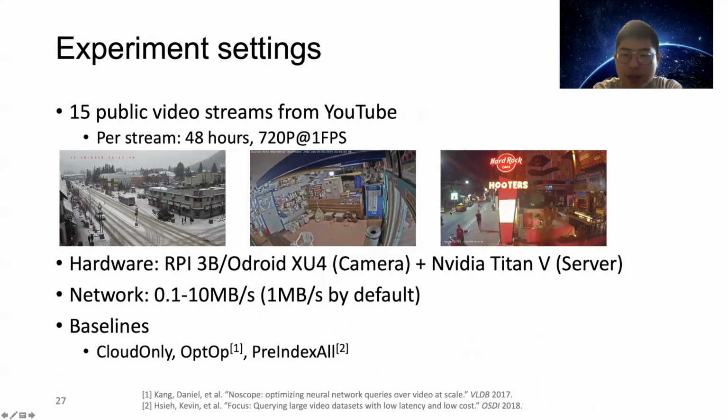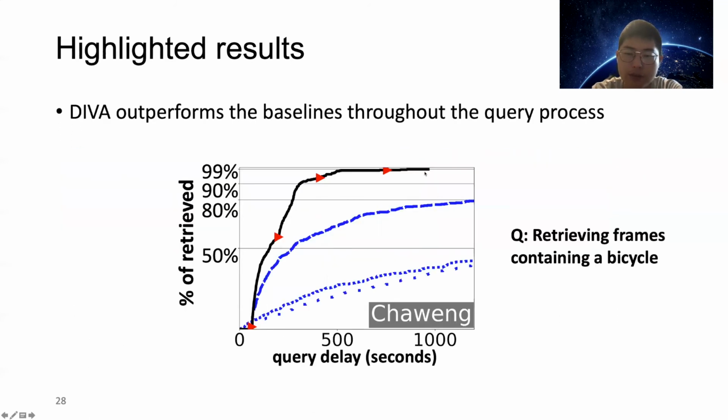Next, I will highlight some of our experiment results that demonstrate the efficiency of DIVA. We downloaded 15 public video streams, each of which spans 48 hours. We use two typical camera hardware and powerful server GPUs to build the system. We also built several competitive baselines by borrowing the key ideas of previous state-of-the-art video analytics systems. Overall, we find DIVA can run at hundreds of times real-time and outperforms baselines throughout the whole query process.